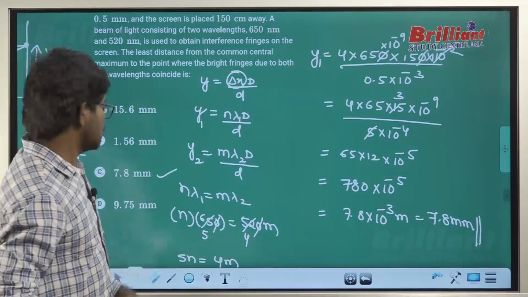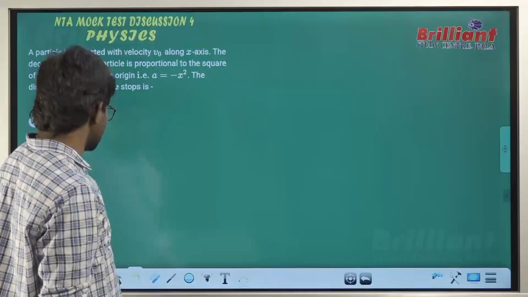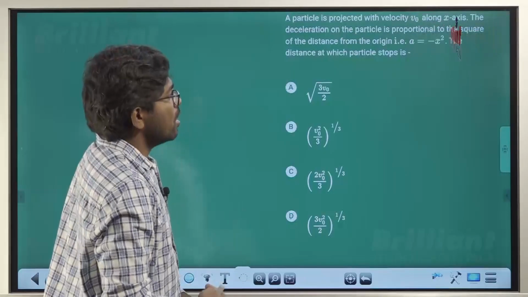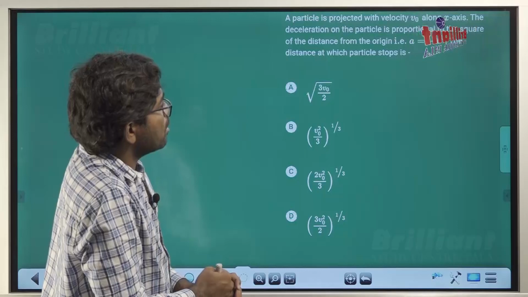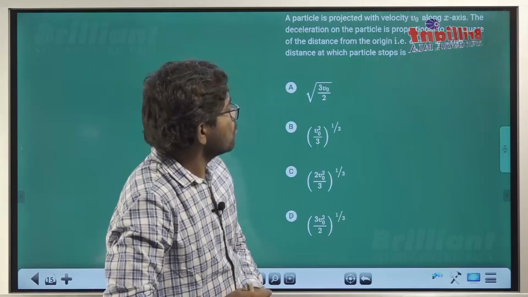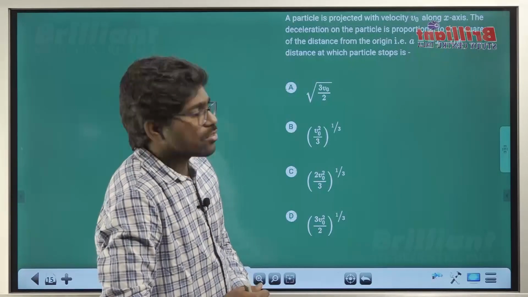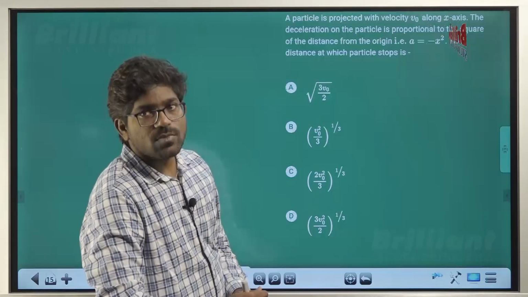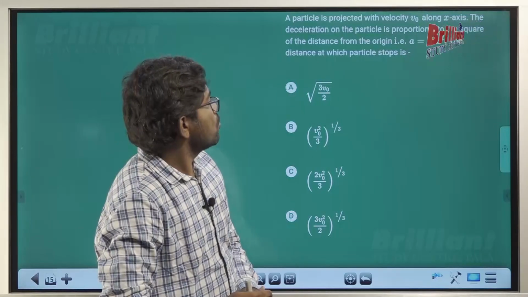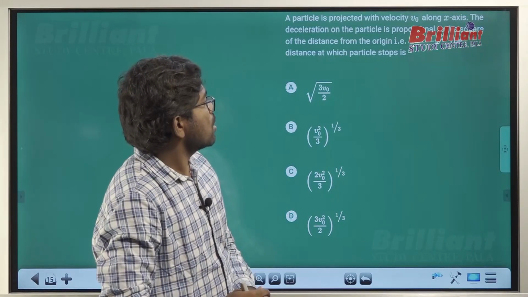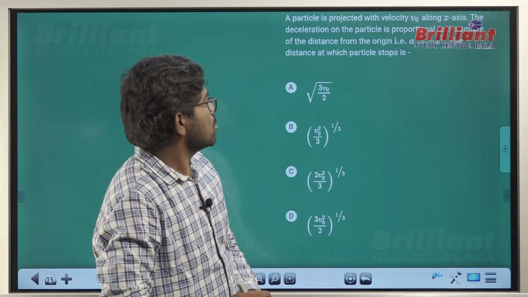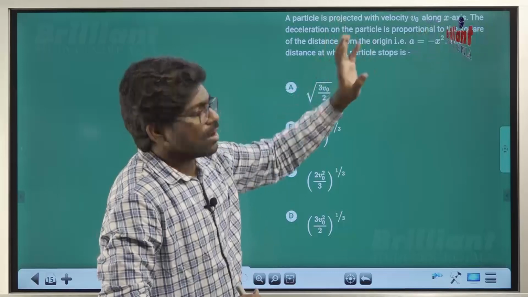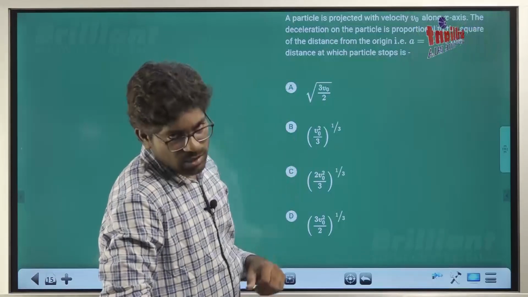Right. Next, last question. The particle is projected with a velocity v naught along the x-axis. Then the deceleration of the particle is proportional to the square of the distance from the origin, a equals minus x square. Then find the distance at which the particle stops. In this type of question, try to apply the work energy theorem. Where the particle stops, kinetic energy becomes 0, and initially we have given some velocity v naught, so there is some kinetic energy initially.